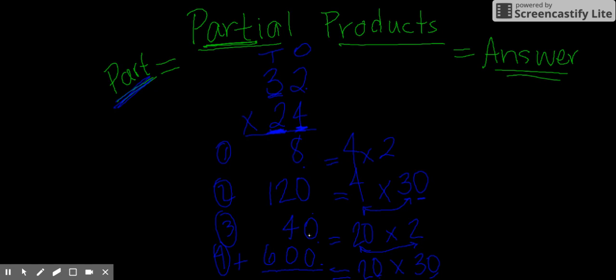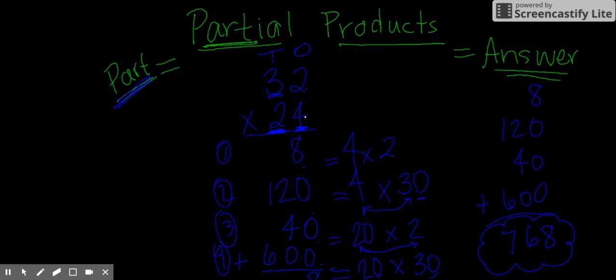So 8 plus 0 plus 0 plus 0 is 8. Oh, I'm running out of room. Let me write it right here. 8, 120, 40, and 600. Okay, so 8 plus all those zeros is 8. 2 plus 4 is 6. 1 plus 6 is 7. So the answer to the 2-digit by 2-digit is 768.